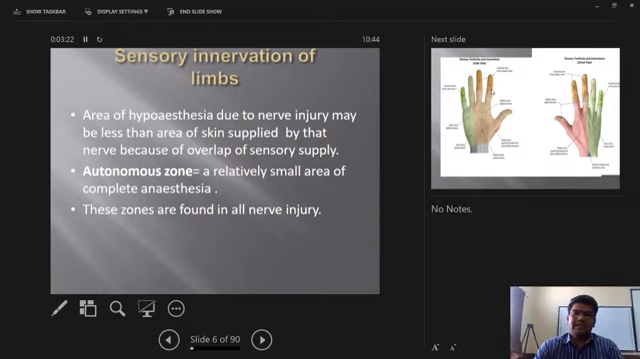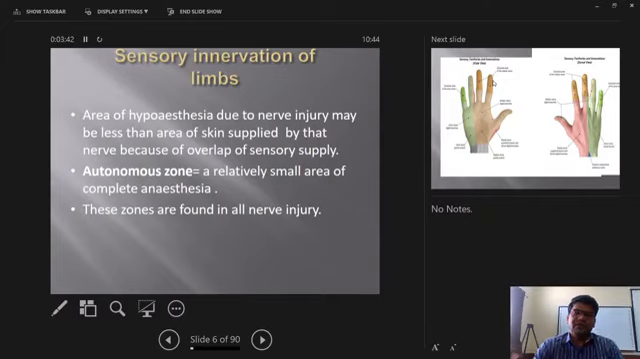Autonomous zone is an area which is supplied exclusively by the nerve. Intermediate zone is an area which is overlapped by the other nerve also, and the maximum area a nerve can supply is called the maximal zone.